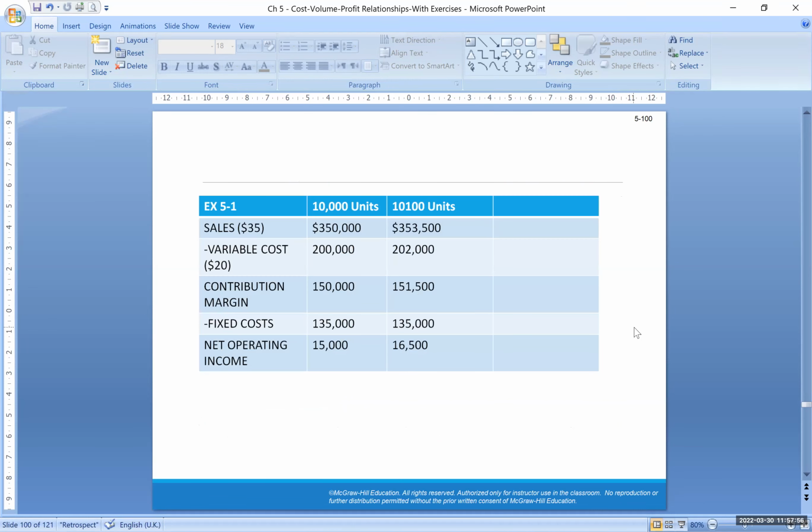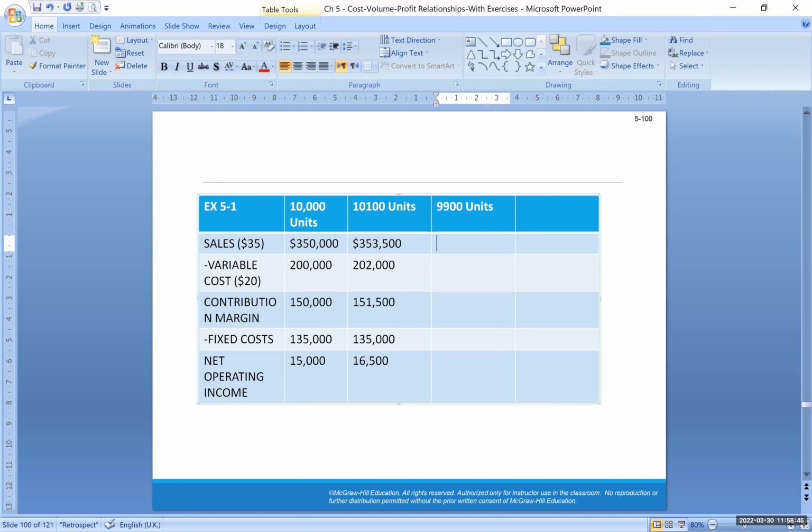Number two, what would be the revised net operating income per month if the sales volume decreases by 100? So the new volume for the sales will be what? Decreases means 10,000 minus 100. This equals 9,900 units. Similarly, we need to calculate the sales for 9,900 units multiplied by 35. This equals $346,500.